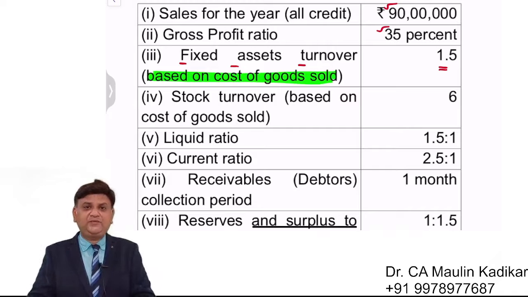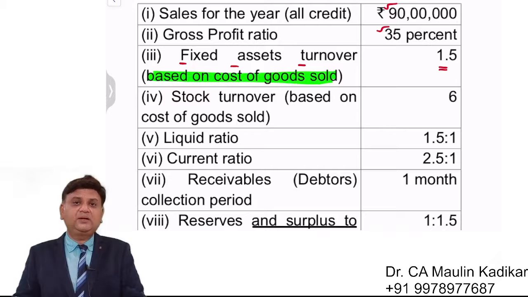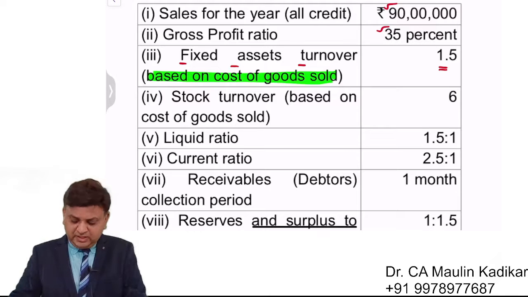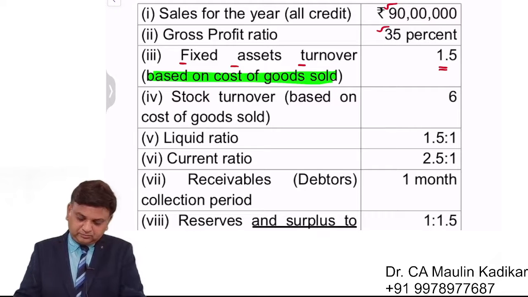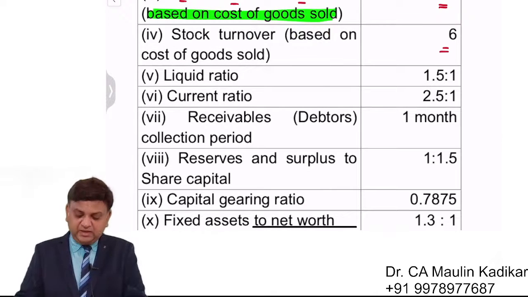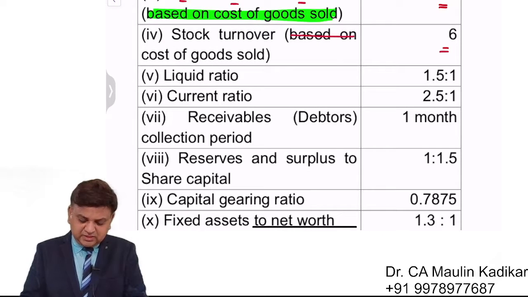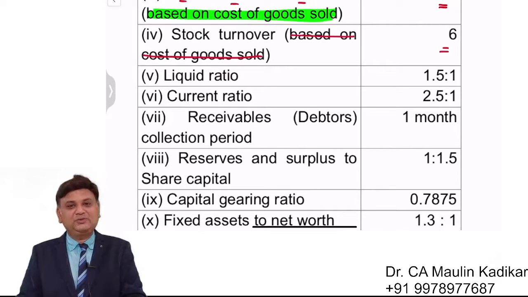If this clarification had not been given, then we would assume that the fixed asset turnover ratio is calculated based on the sales. But in this question, a clarification is made that it is based on the COGS. Stock turnover ratio is 6. There is a clarification made that it is based on the COGS, but that clarification is not required because we always assume that.